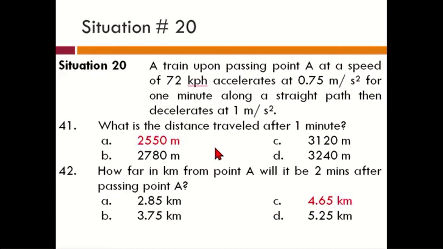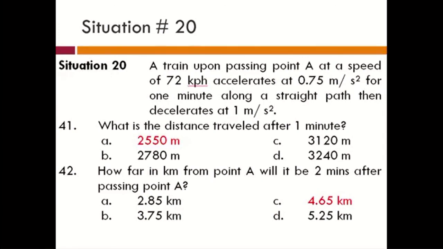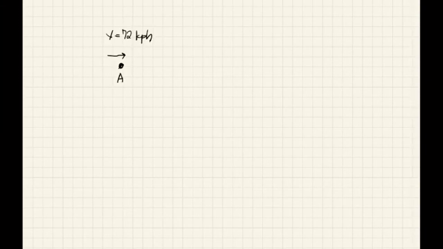Ganito, i-drawing natin yan. Ang sabi, may trend na dumaan sa point A, ang velocity niya is 72 kilometers per hour. Drawing natin. Tago muna natin yung calculate. Ito yung point A. Tapos, dumaan yung trend dyan at ang velocity niya after passing point A is 72 kilometers per hour. Tapos, acceleration niya is 0.75 for 1 minute, which is constant. Okay? One minute yun after niya sa point A.